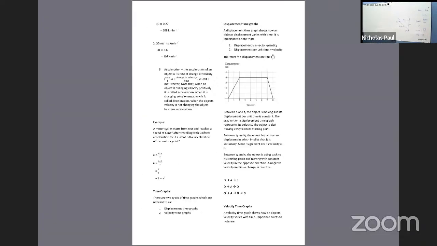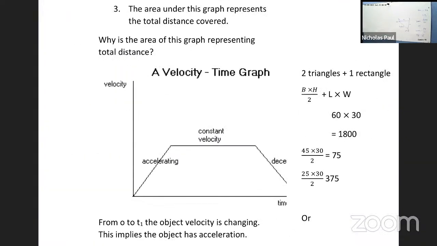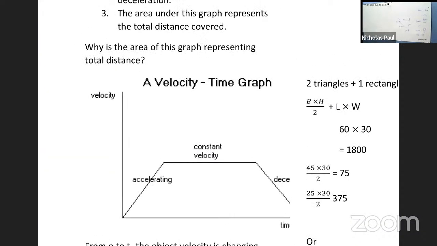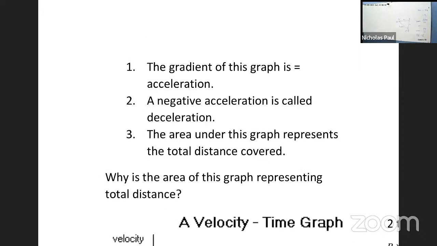Next one, a velocity time graph. Right? This here is the general shape of a velocity time graph. These are the important things on a velocity time graph. Number one, gradient gives you what? Gradient gives you acceleration. Number two, negative acceleration is deceleration. So we know that already. And number three, the area under the graph is distance covered. So you can only find area under a velocity time graph, right? Not the first one. So the area under a velocity time graph gives you distance covered.